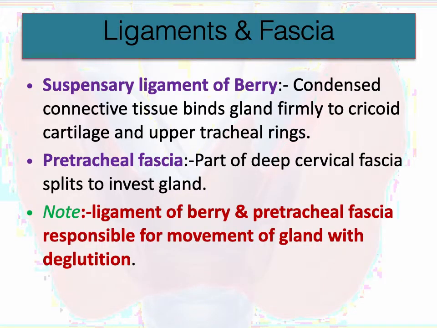There are a few ligaments and fascias which are important, like the suspensory ligament of Berry. This is condensed connective tissue which binds the gland firmly to the cricoid cartilage and upper tracheal rings. Then there is the pretracheal fascia, which is a part of the deep cervical fascia that splits into two and invests the gland. So the gland lies inside. If you have to remove the gland, you have to remove the fascia as well.